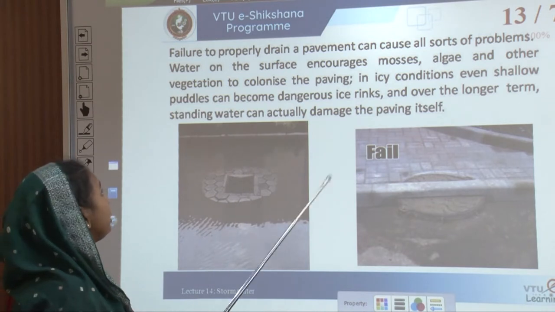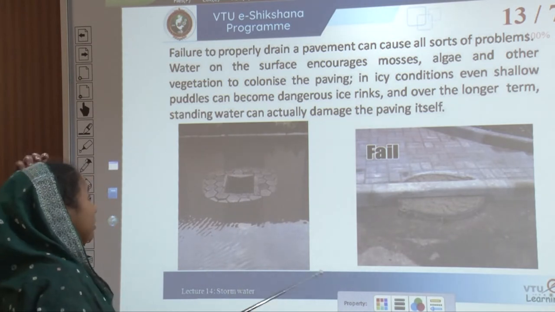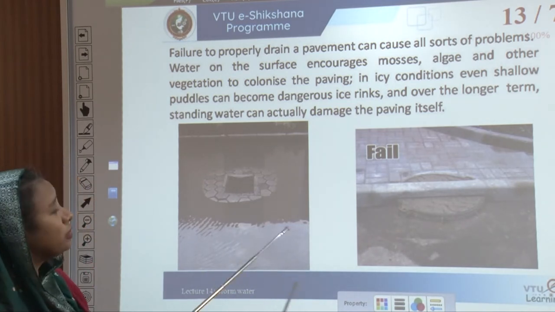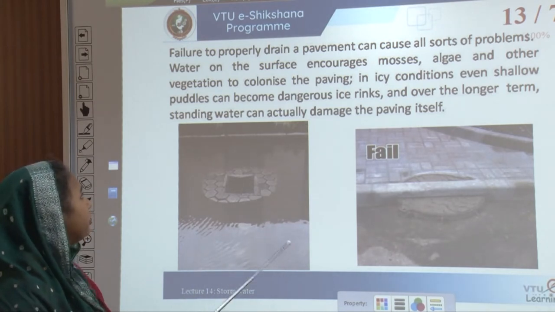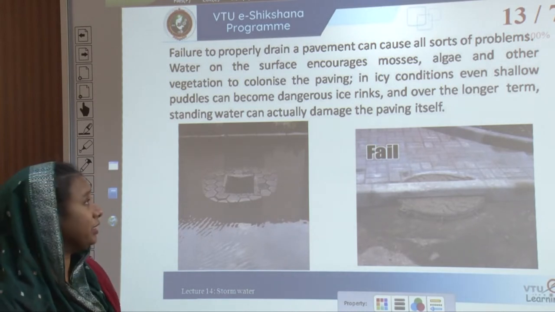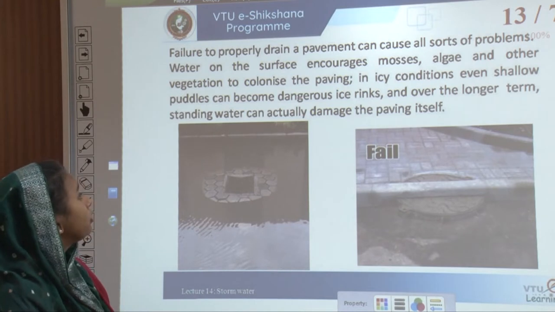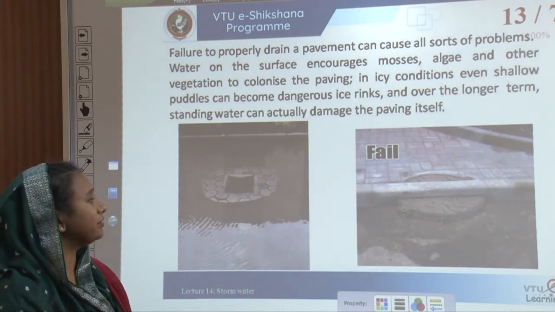Failure to drain any pavement can cause a lot of problems for us with respect to the water density. Water on the surface encourages mosses, algae and other kinds of vegetation to colonize the paving. In any kind of wet conditions, even shallow puddles can become dangerous. And over a long period, this standing water can damage the whole paving itself.